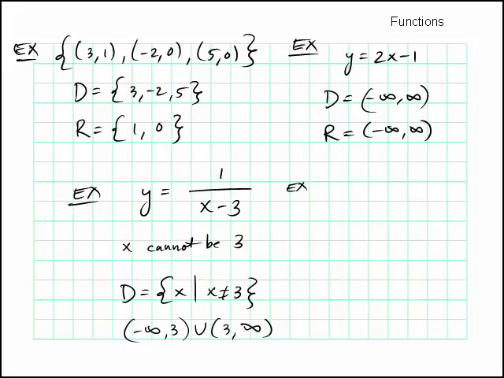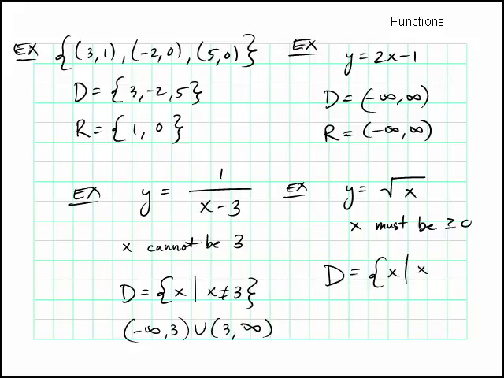Another example would be something like this. Say we have y equals square root x. Well, we have learned, I think back from chapter 1, that we can't take the square root of a negative number. And we won't get a real number anyway if we do that. And so for this equation to work, x must be greater than or equal to 0. And so here the domain is all x's as long as they are greater than or equal to 0. In interval notation, that would be bracket 0 to infinity.